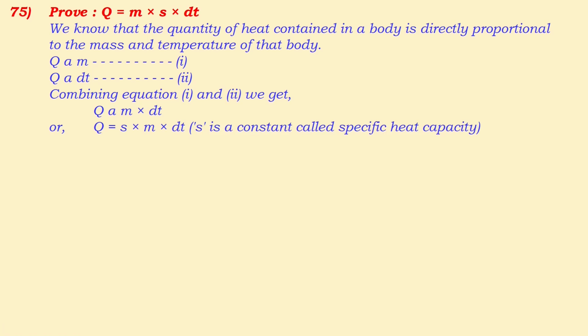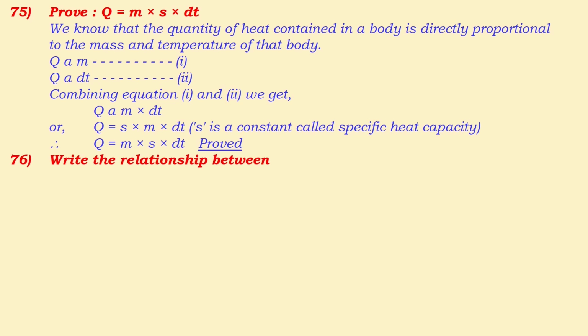S is taken as constant. S is a constant which is called specific heat capacity. Now writing the same in systematic way, q equal to m into s into dt. Usually we write this equation m into s into dt. Okay, this way we can say it is proved now. This equation we are going to use many times while solving the numerical problem.